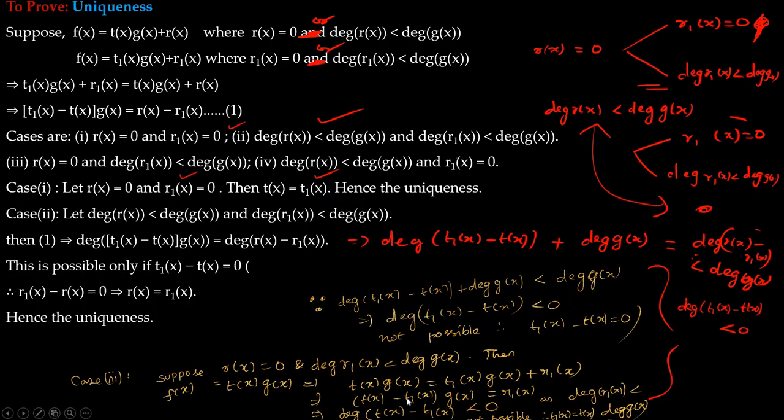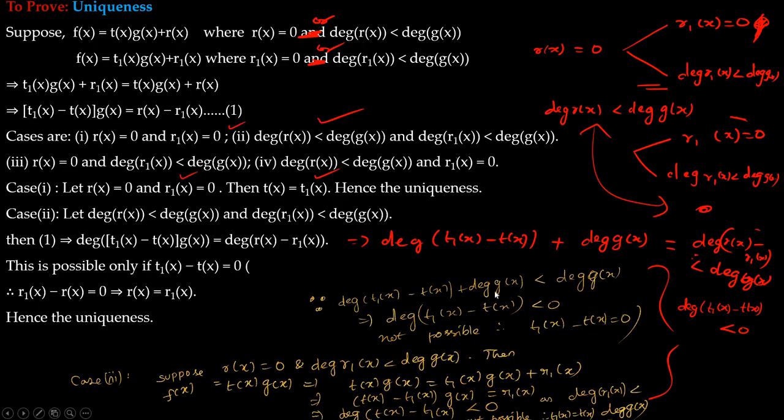Degree of r1 of x is less than degree of g of x. So that means this is a number which is less than degree of g of x. So that would imply that degree of this is less than 0, because degree of r1 of x is less than degree of g of x. So this is possible only with the same explanation that was given for this. So there is no other go. t1 of x minus t of x should be 0. So that gives t1 of x equal to t of x, and substituting that over here, r of x is equal to r1 of x. In the same way, we have the other possibility also implying uniqueness.